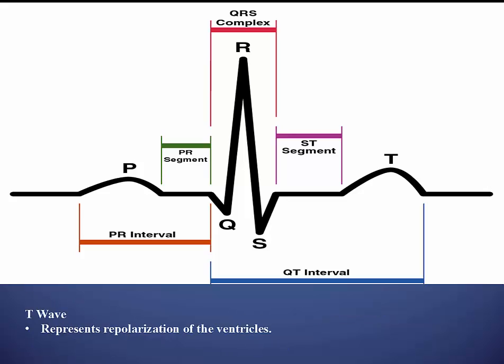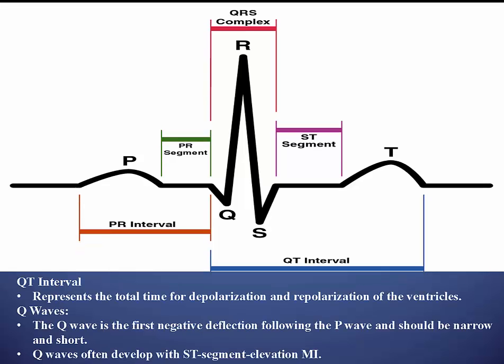The T wave represents repolarization of the ventricles. The QT interval represents the total time for depolarization and repolarization of the ventricles. The Q wave is the first negative deflection following the P wave and should be narrow and short. And Q waves often develop with ST segment elevation MI.